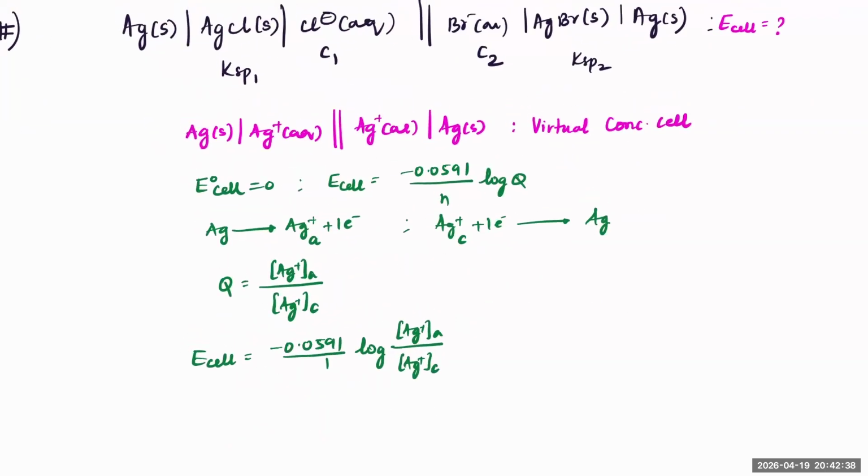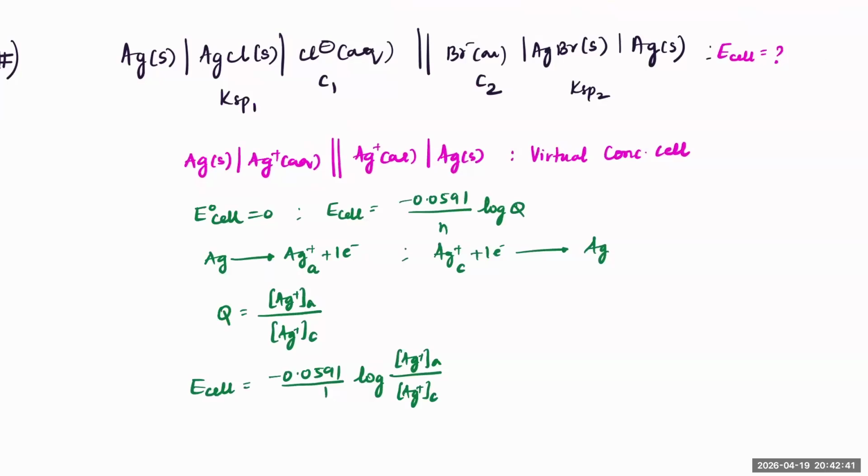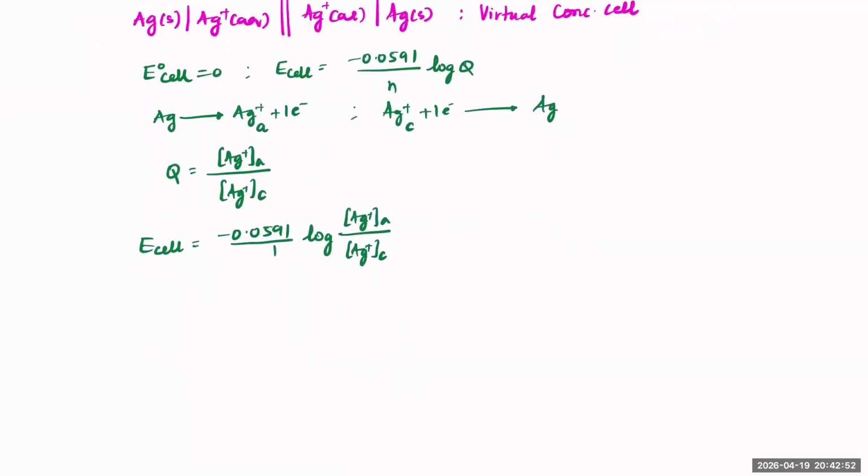Now go back to the original equation. Here there was no Ag+ concentration, and here there is no Ag+ concentration. But we know the Ksp value and the C1 value. That's how you can get the information of Ag+.